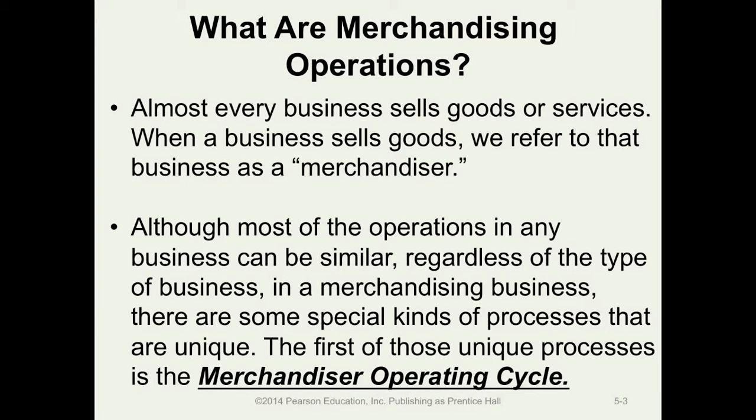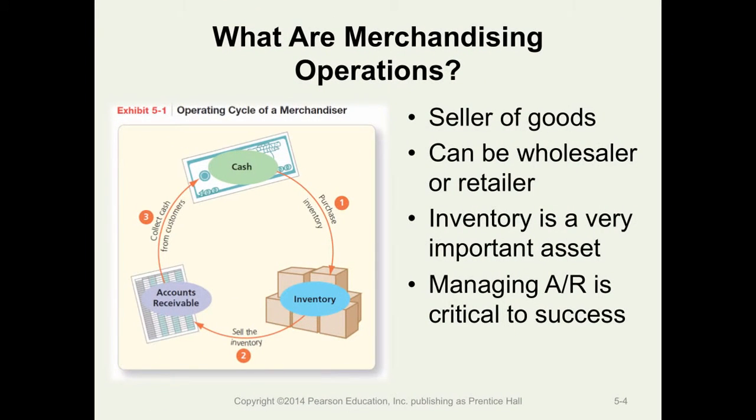Businesses, of course, will sell either goods or services, but when a business sells inventory or goods, we call them a merchandiser. And although most of the operating cycle of any business can be similar, the merchandising business has a special type of process, and it's unique in that it involves the receivables, payables, and inventory. So when we looked at the cash operating cycle in an earlier module, we thought about the links.